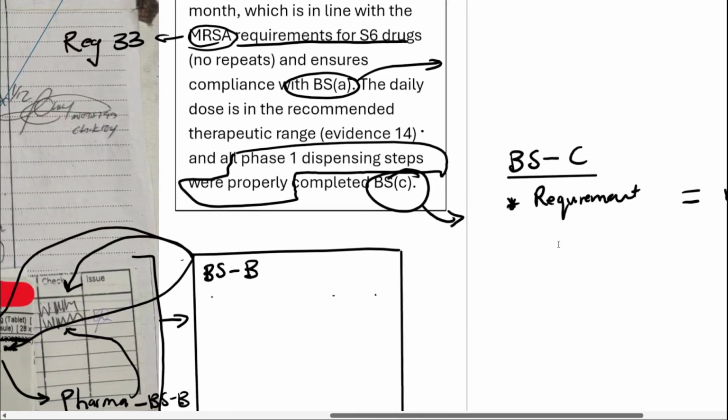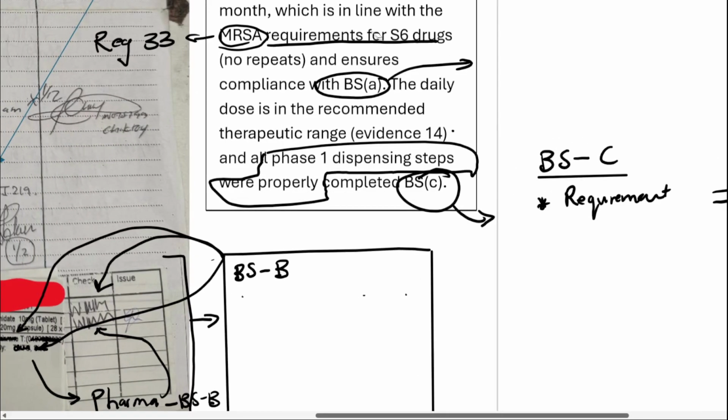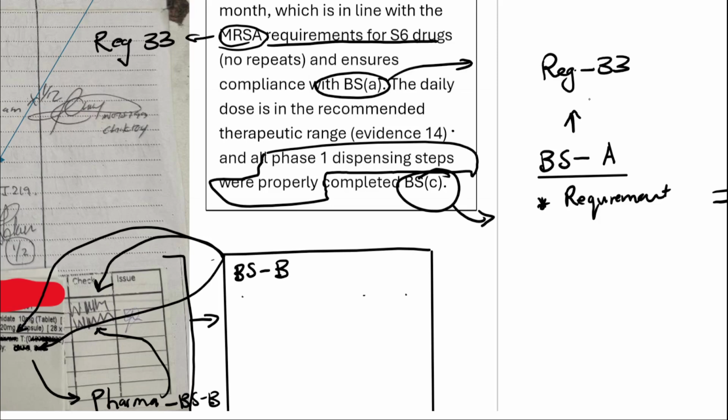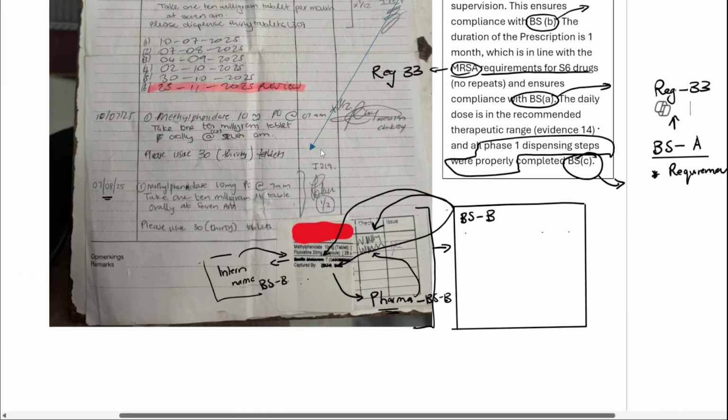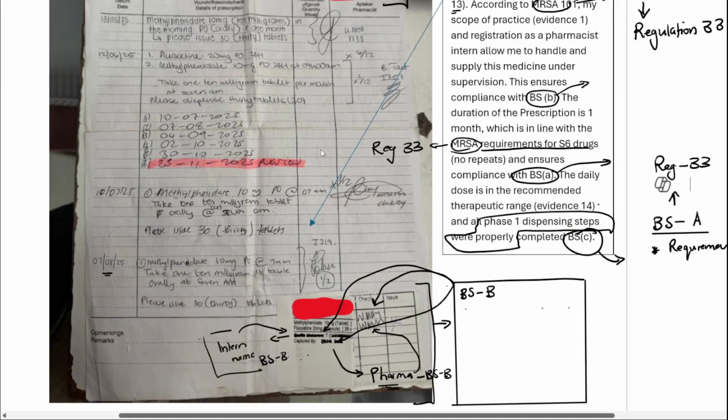This is most likely behavioral statement A. So this could have been behavioral statement A. Why am I saying this is behavioral statement A? Because phase 1 of dispensing is covered by Regulation 33. Regulation 33 of the Medicines Act, which requires you to evaluate a prescription and ensure compliance with the law. Okay, and this person says that all phases of dispensing were properly completed. Let's check if all the phases of phase 1 dispensing are properly completed.